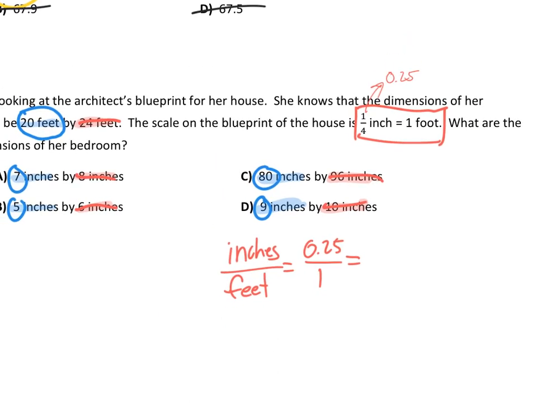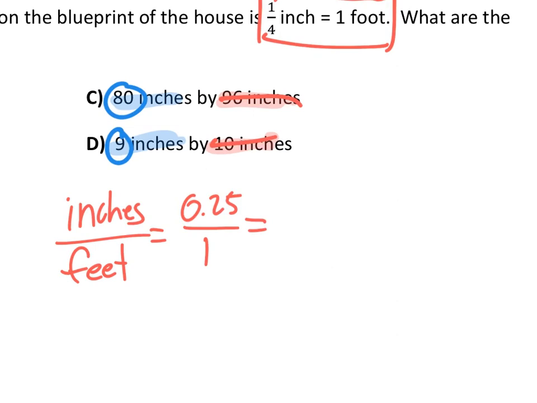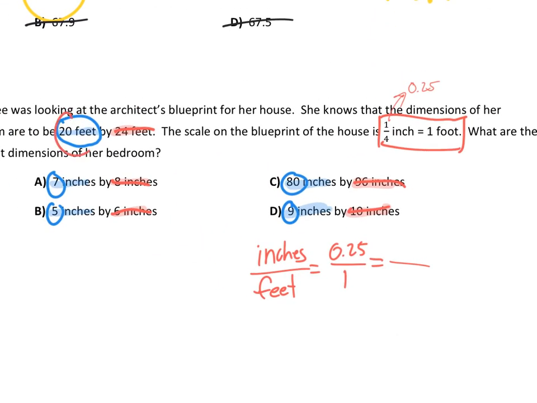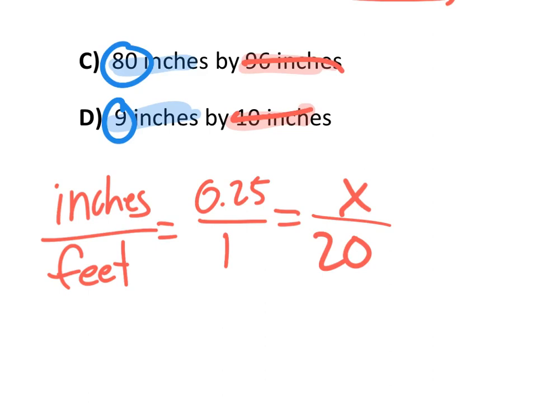And what we want to know is how many inches her bedroom is going to be on the scale drawing. So it tells us that her bedroom is going to be 20 feet by something or another, and the other part doesn't matter. So here's what I'm doing. I'm taking that 20 feet over here that I circled, and I'm putting it right here, because we want to know how many inches that's going to be on the drawing. So I'm going to do my cross multiply divide gig. Let me change colors real quick so this doesn't blend in. So I'm going to do 0.25 times 20. So let me do that in the calculator real quick.